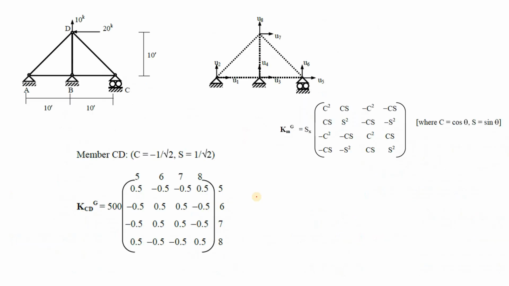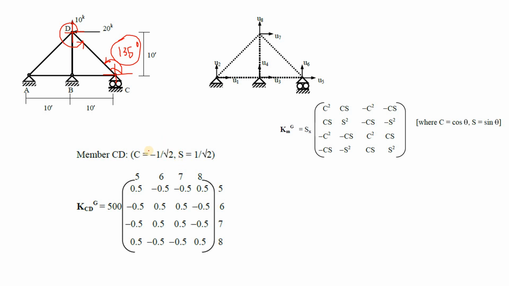Moving on, we have only one member left, that is the CD member. If we did the DC member, you can see the bearing angle is actually huge. But if we do the CD member, you can see the bearing angle is 135 degrees. Here we have 90 degrees, then we have 45 degrees, so we have 135 degrees. At 135 degrees, cos theta is minus 1 by root 2 and sin theta is 1 by root 2.